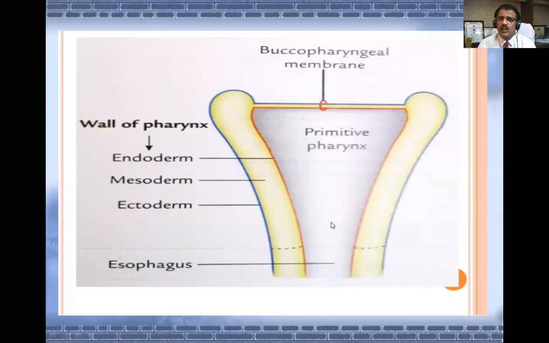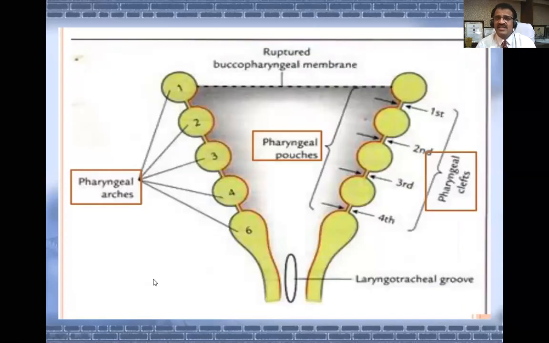are formed. So this diagram will show you what are the arches, what are the pouches, and what are the clefts. You can see these are the arches, 1, 2, 3, 4, 6; 5 is rudimentary. And in this diagram from the lateral side, you will see pharyngeal clefts, 1, 2, 3, 4, and pouches, 1, 2, 3, 4. So arches are 5, the 5th is missing because it is rudimentary, and clefts are 4, and pouches are also 4. So pharyngeal arches, pharyngeal pouches, and pharyngeal clefts, you remember the same area.